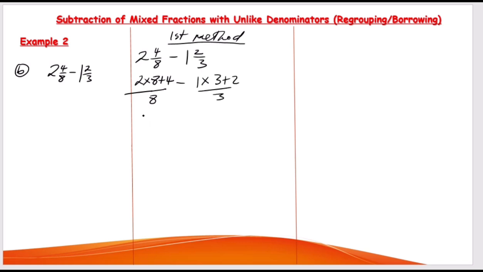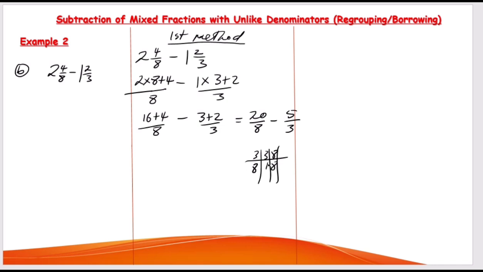Now 2 times 8 will give me 16 plus 4 over 8 minus 3. 1 times 3 is 3 plus 2 over 3. So we proceed. This will give me 20 over 8 minus 5 over 3. Now the next thing I need to do is to find my LCM. So let's find our LCM. That is 3 and 8. 3 in 3 is 1. 3 cannot go in 8, you write it. 8 in 8, 1, 1. So your LCM is going to be 8 times 3. And 8 times 3 is going to give you 24.